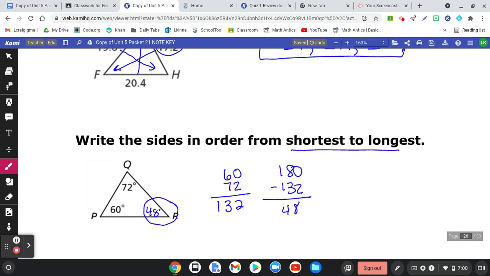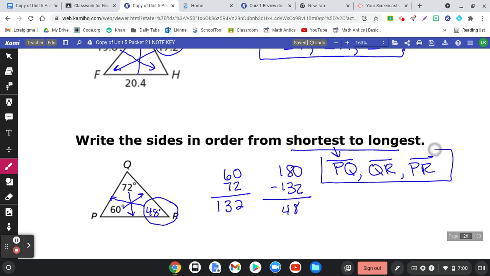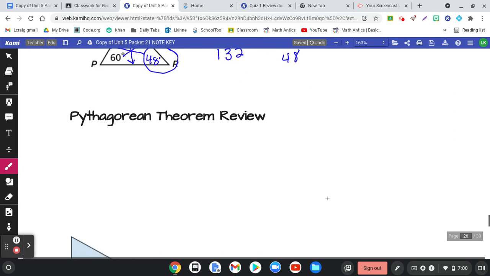So our smallest angle is 48, so PQ is our shortest side. Next we have 60, so QR, or RQ, it doesn't matter. And then 72 is our biggest angle, so side PR is going to be our longest side. Okay, shortest side across from the smallest angle.